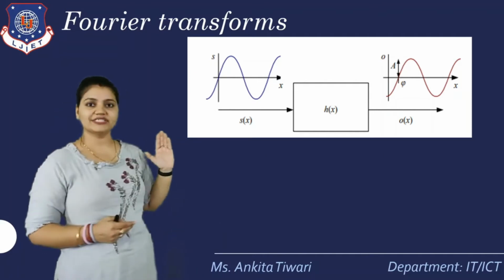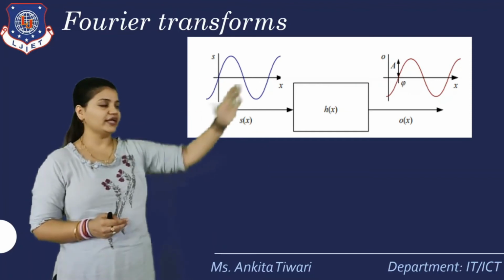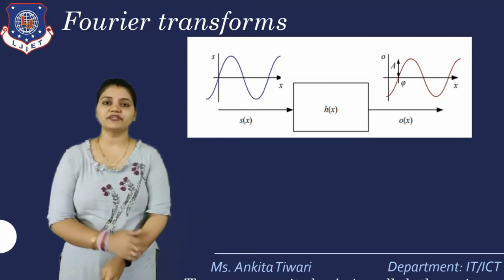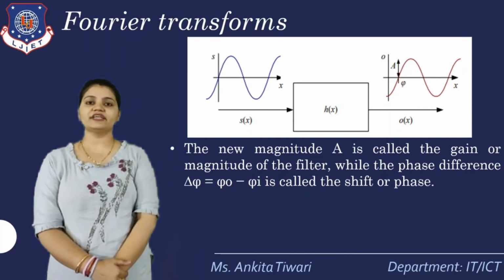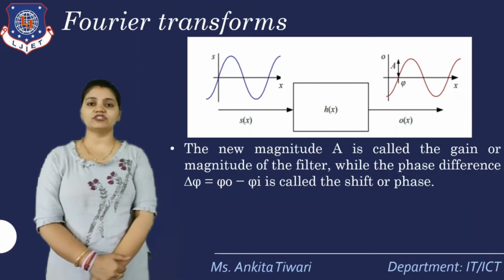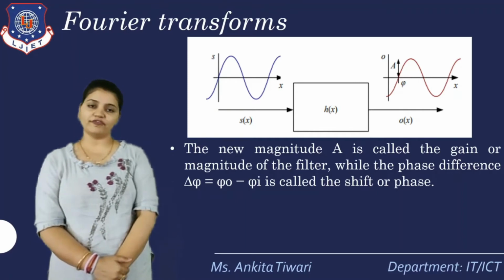So here the function s of x is given with respect to the function h of x applied to it, and you will get o of x. With respect to that, the new magnitude A is called the gain or magnitude of the filter, while the phase difference, delta phi, is equal to phi of o minus phi of i, which is called the shift or phase.